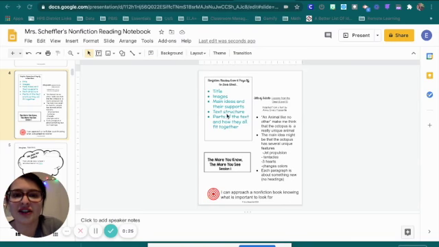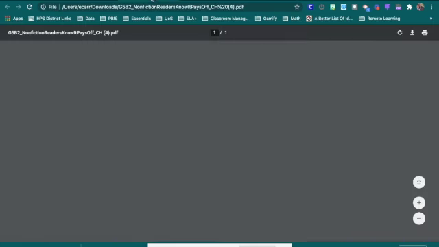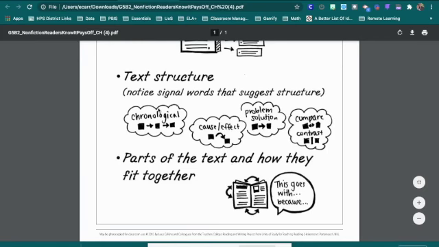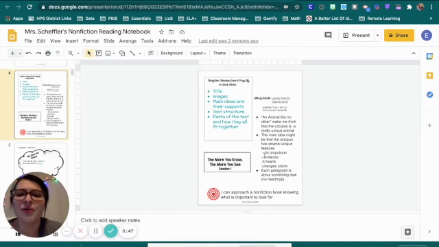So you see that text structure is something that nonfiction readers pay attention to when they look at books. And what I noticed about the text structure of this article is that it was nothing fancy. If I'm going back to my chart, I didn't notice any chronological, cause and effect, problem solution, or compare and contrast text structures. So what I did notice about this text structure, though, is that each paragraph of the article talked about something new.